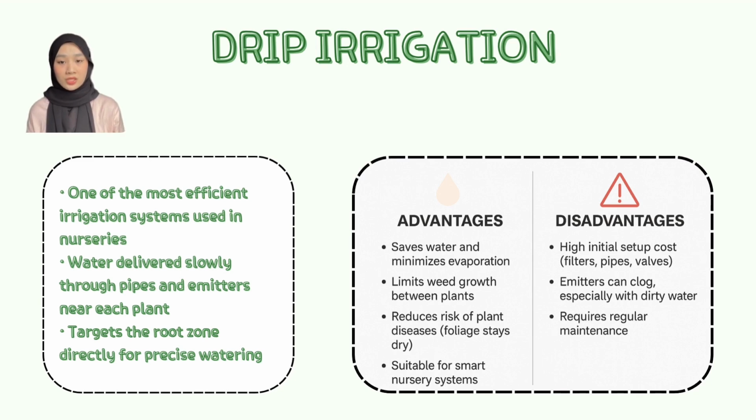The setup cost is relatively high because it involves many components like filters, pipes, and valves. The emitters are also prone to clogging, especially if the water is not clean, and regular maintenance is needed. Even with these challenges, drip irrigation is still preferred in many smart nursery operations because of its precision and water efficiency.